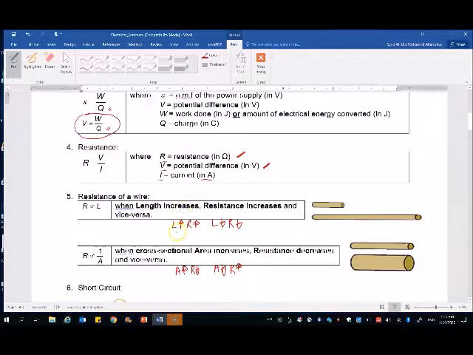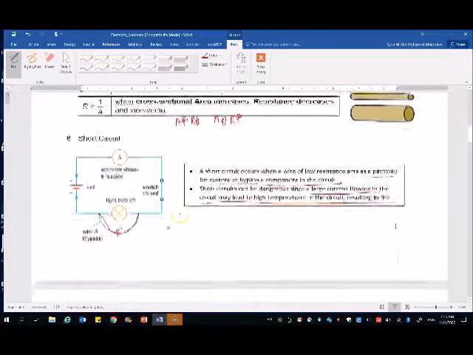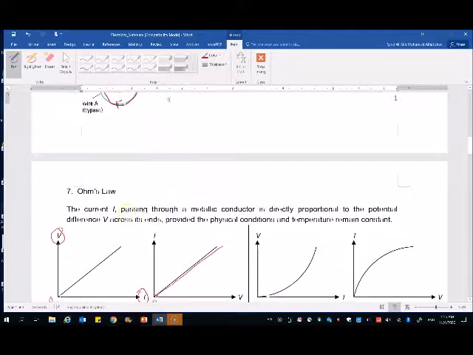When the length goes up... I won't sing again. I think you're tired of hearing me singing already. And then finally your Ohm's law over here. So I hope this summary is clear for you.